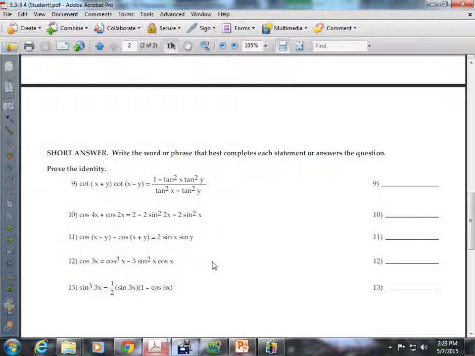And then 9 through 13 are identities. Okay, prove that one side looks like the other side.